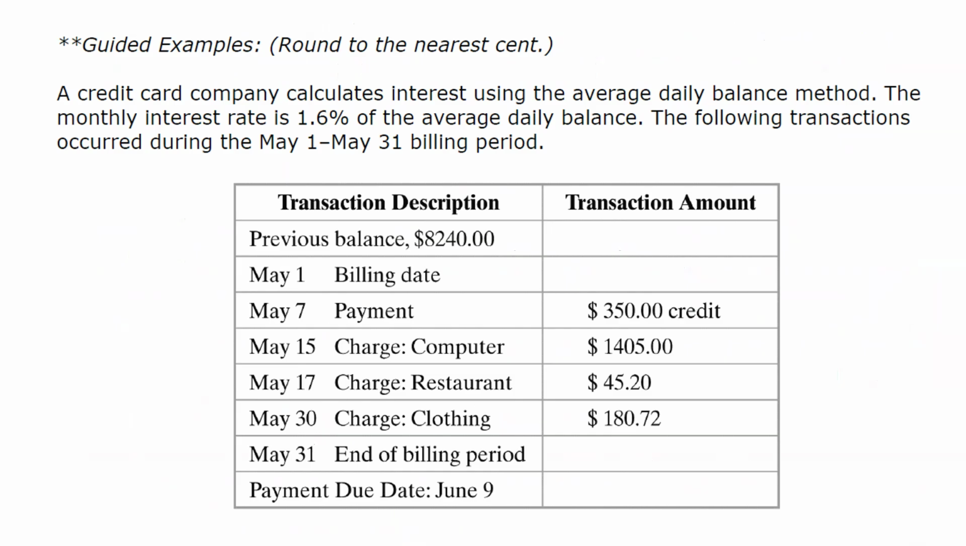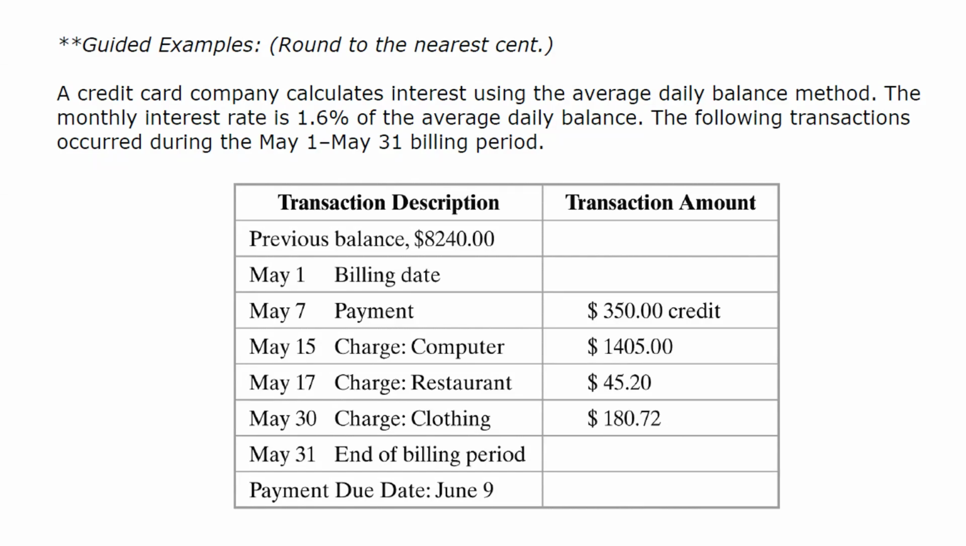A credit card company calculates interest using the average daily balance method. The monthly interest rate is 1.6% of the average daily balance. The following transactions occurred during the May 1st to May 31st billing period. Our first column is the transaction descriptions. The second column is the transaction amount. Our first row tells us the previous balance that was carried over from the month of April, and that was $8,240.